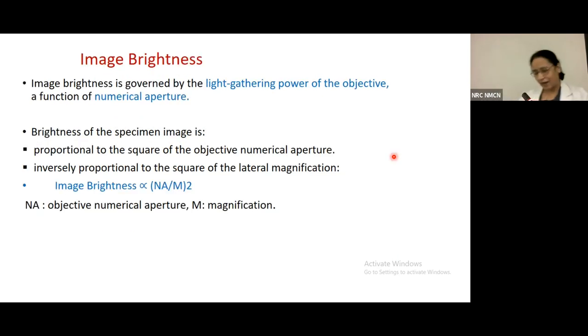Next point is image brightness. This is governed by the light gathering power of the objective, which is again a function of numerical aperture. So the brightness of the specimen is proportional to the square of the numerical aperture of the objective and inversely proportional to the square of the lateral magnification.